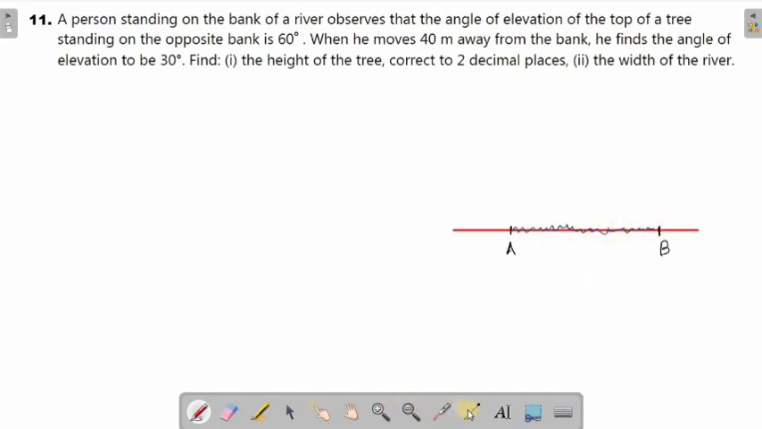What is happening here is there is a tree at B. So this is my tree. Let me say that BC is the tree.